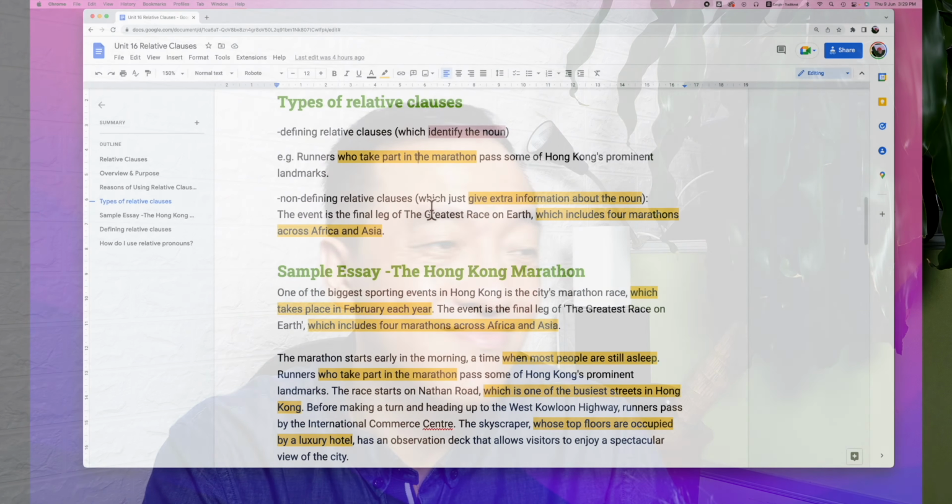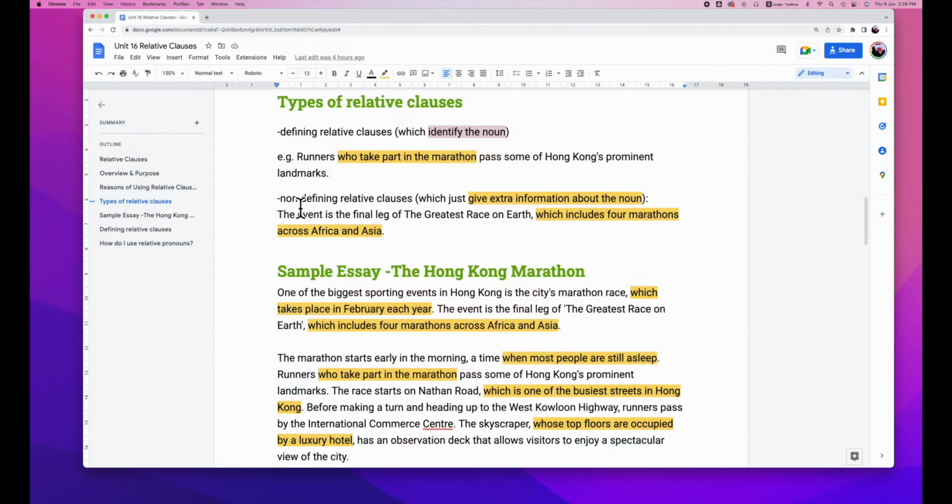Then, what is the other type of relative clauses? Let's take a look. Non-defining relative clauses, which just give extra information about the noun. For example, the event is the final leg of the greatest race on earth, which includes 4 marathons across Africa and Asia. Which includes 4 marathons across Africa and Asia is telling you more about the final leg of the greatest race on earth.